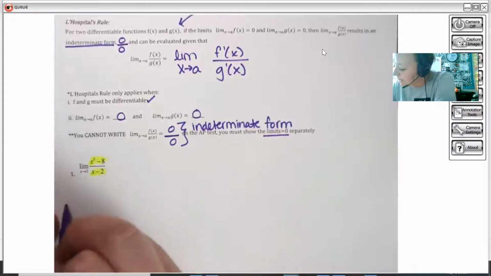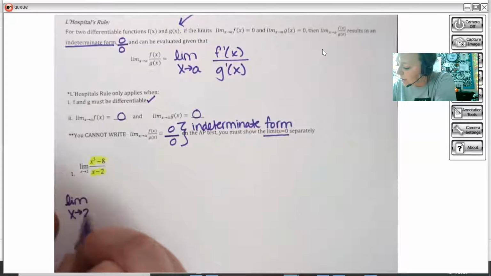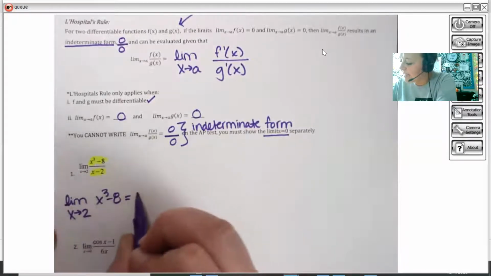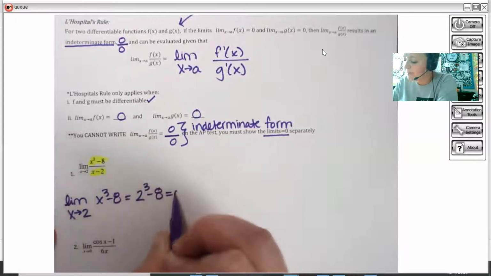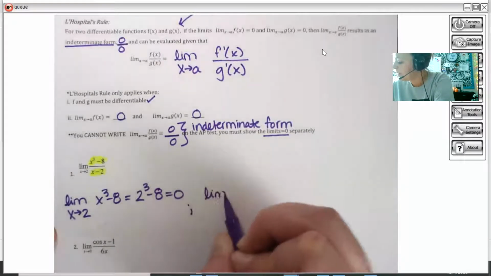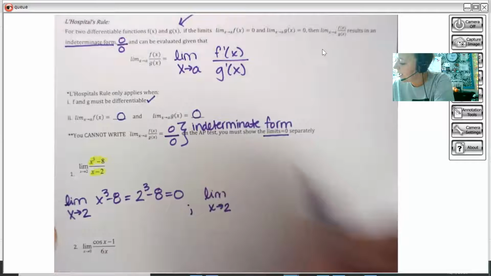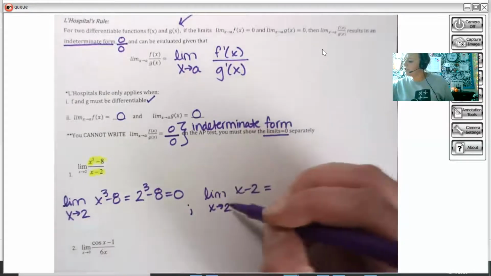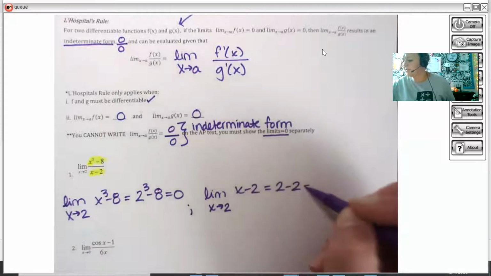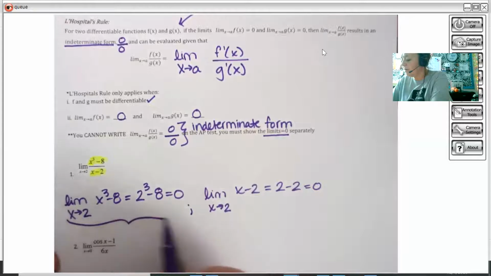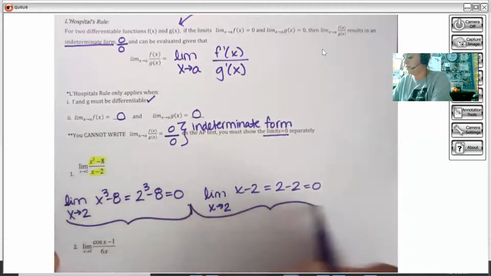Step 2, I need to check the limits are equal to 0 separately. So I'm going to check the limit as x approaches 2 of the top function. I'd get 2 cubed, which is 8, minus 8, which gives me 0. That was for the top. Then I would check the same thing for the bottom: the limit as x approaches 2 of x minus 2. Remember, you're just substituting. Take your 2, plug it in right there. That's 2 minus 2, which gives me 0. So the limit for the top came out to be 0, and the limit for the bottom came out to be 0.